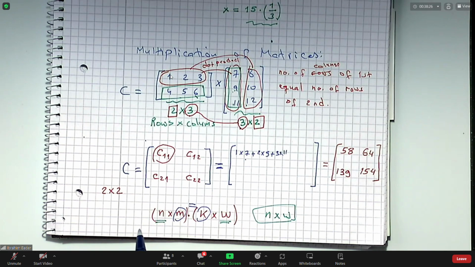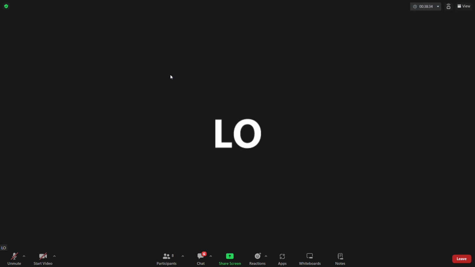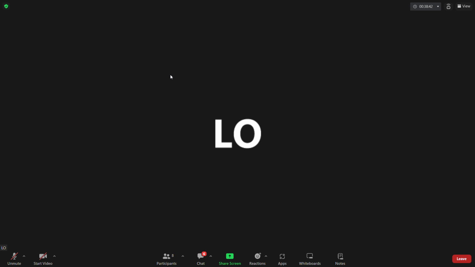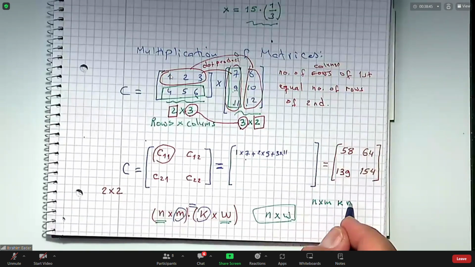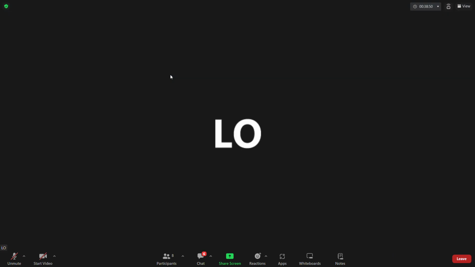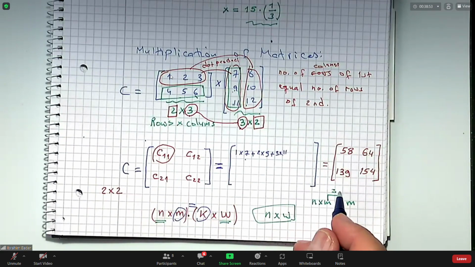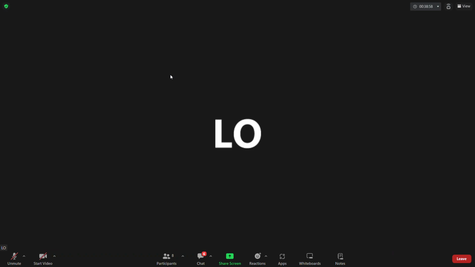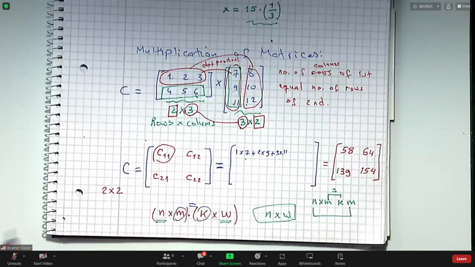So here, maybe in your question, I didn't hear you clearly. It's going to be 2 times 3, right? My question is, let's say it's n times m multiplied by, let's say, k times m. If m and k are equal, then it's defined and the result will be n times m. But here in the middle, there must be equality, otherwise it's not defined at all.